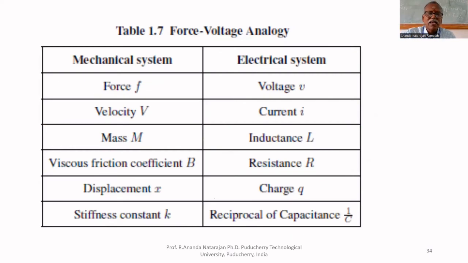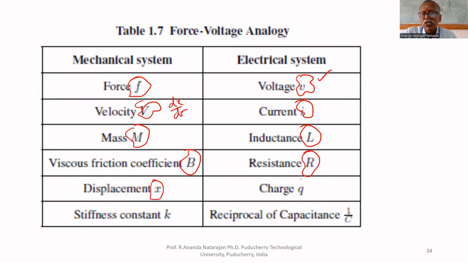So now what are the equivalences? For a given force, the equivalent in the analogous electrical system is voltage V. For velocity, dx by dt, here current. Mass M means here inductor L. Viscous friction coefficient B means here R, resistance. Displacement X means here charge Q.